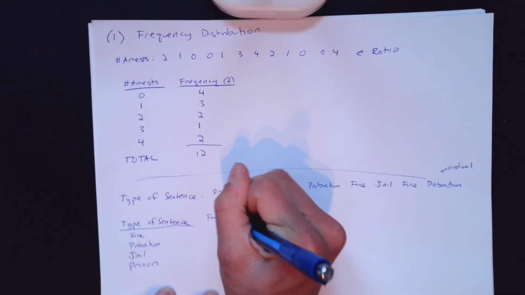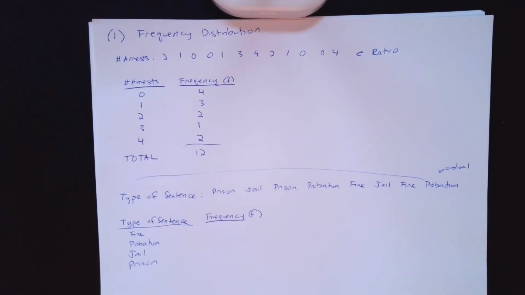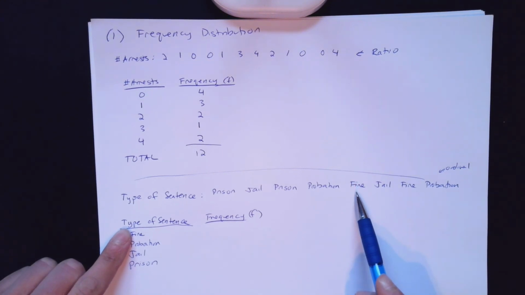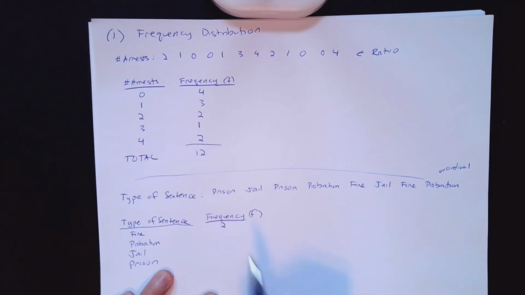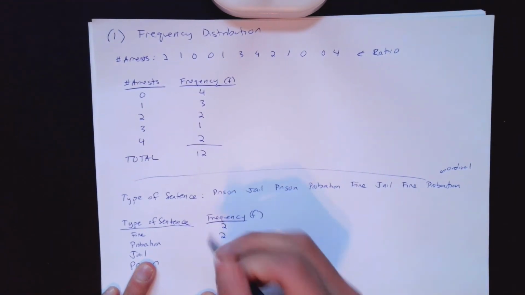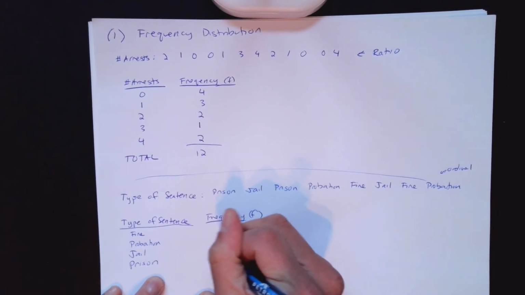Our next step is to list out the number of times that each of these different values appears in the sample. So if you count them up, you can see here's one person who got a fine and another person who got a fine. That's 2 fines. We have 2 instances of probation. We have 2 instances of jail, and finally we also have 2 instances of prison.